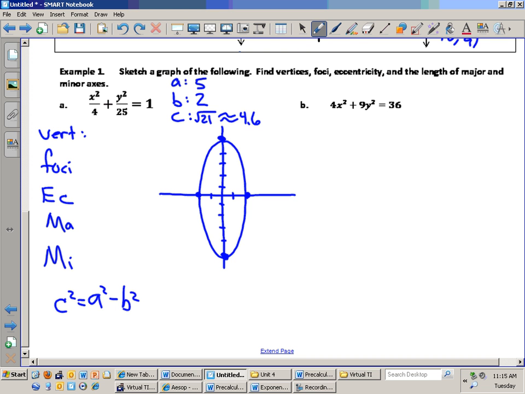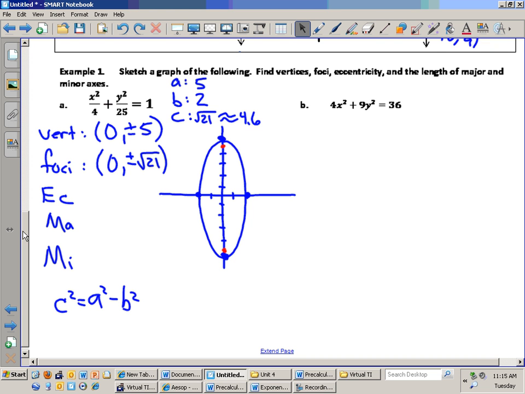Okay, there's my ellipse. I sketched it already. Okay, no problems. What are the vertices? The vertices are the endpoints of the major axis. Very good. So I can write it as 0 plus or minus 5. The foci lie on the major axis. So I have 0 and plus or minus the square root of 21. It's about 4.6. I'll put those on there. You can see where those focal points are.